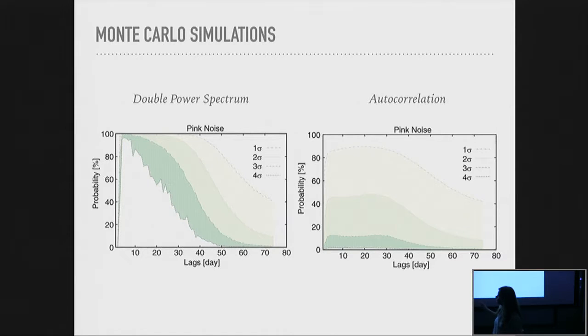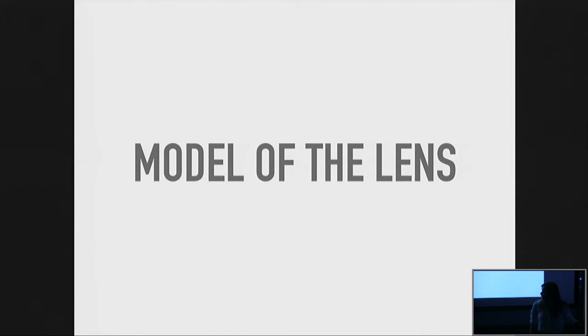But in this case, for our source B20218, the time delay which we detect is consistent with what we would expect with the given light curve and the given properties of the source. So we have a well measured time delay. Now it's time to reconstruct the model of the lens. And in this case, again, we will use a lot of Monte Carlo simulations.